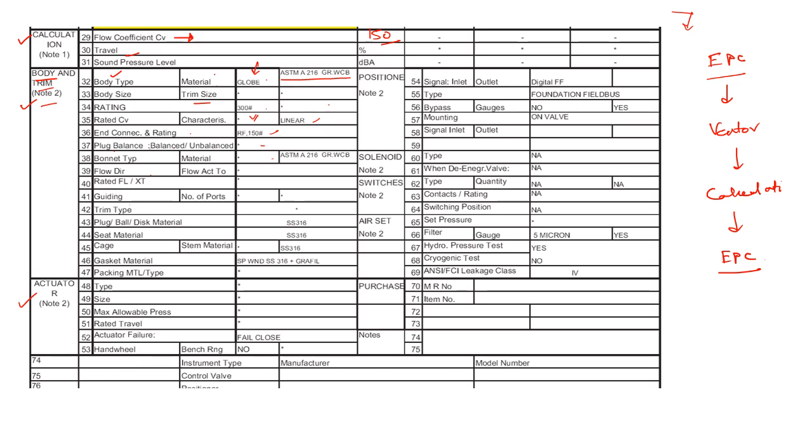Whether guiding is required, number of ports, what will be the trim type, then what is the plug, ball and disc material. This is basically the wetted part. So the wetted part is mentioned as SS316. What is the seat material? Seat material is also mentioned as SS316. Cage and stem material is mentioned as 316. Cage requirement has not been exclusively provided by EPC. It is upon the vendor to decide whether there is a cage requirement or not.